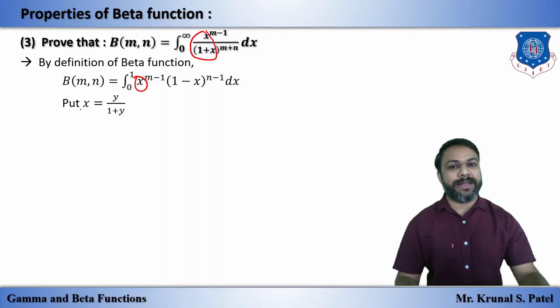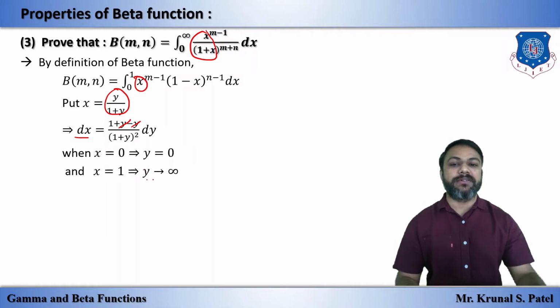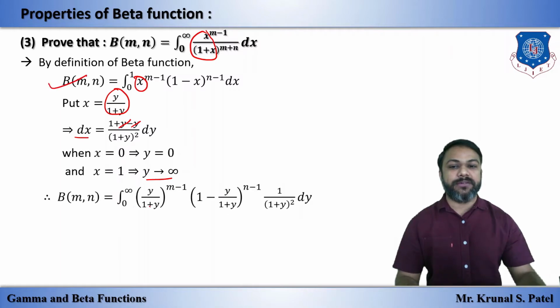Now after taking x, we will take the differentiation. So dx is equal to the differentiation of this by using the division rule. By cancelling this y, we have 1 upon 1 plus y whole square dy. By changing the limits, when x is equal to 0, y is equal to 0, and when x is equal to 1, y is equal to infinity. By putting all these values in the definition, we have x is y upon 1 plus y, and dx is 1 upon 1 plus y whole square dy.